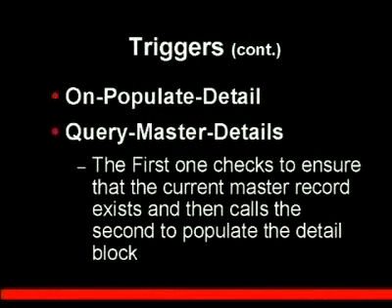Now, here are some more triggers that are created when you go through the wizard. One of them is the onPopulate detail and the query master detail. Now, these are also two that work together. The first one checks to ensure that the current master record exists, and then if it does, it calls the second trigger to populate the detail. So basically, these are all the triggers that allow you to just proceed in the form.